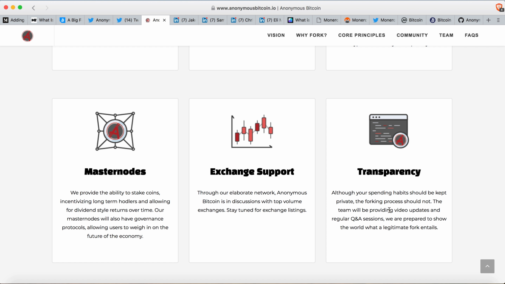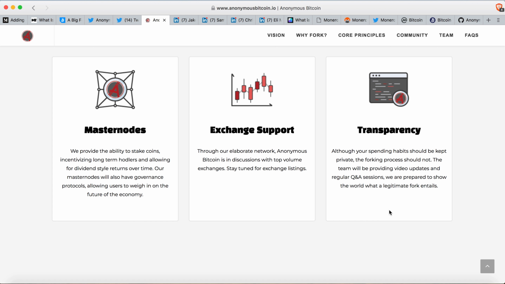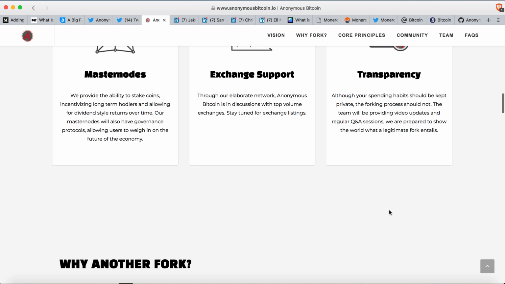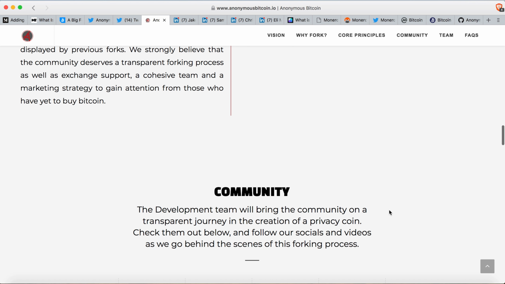Transparency is important. During the hard fork process, they want to be transparent, because with a lot of hard forks, sometimes we don't even know what is going on, right? So that's the reason why they want to do another hard fork.